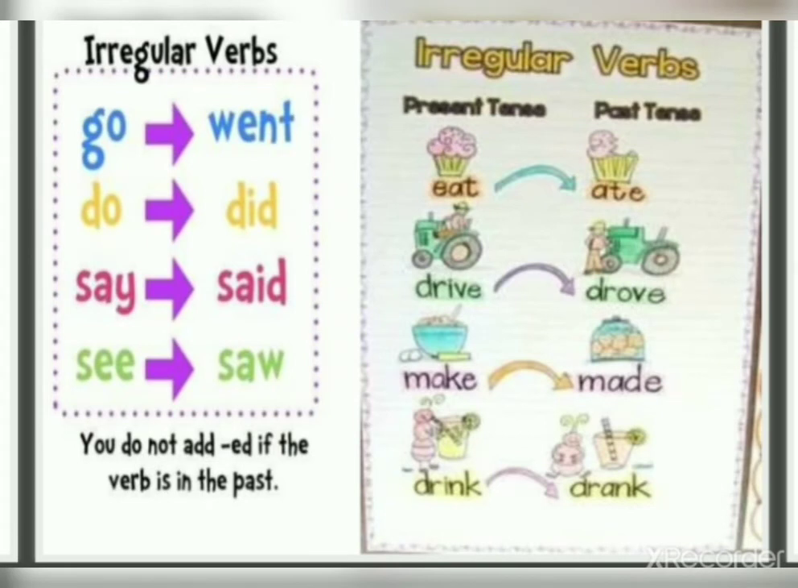There are some irregular verbs, for example, go, went, do, did, say, said, see, saw, eat, ate, drive, drove, make, made, drink, drank. You can see they don't have a specific pattern. So to learn these verbs, there is just one way, that is memorization. You need to memorize these verbs.